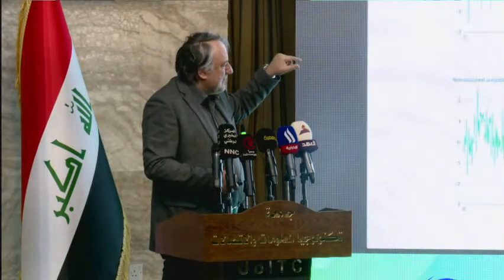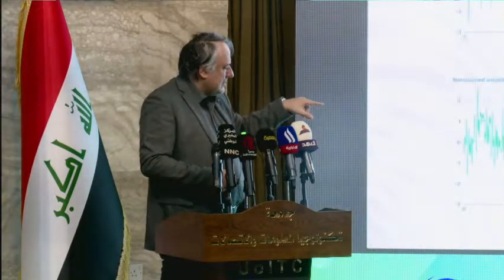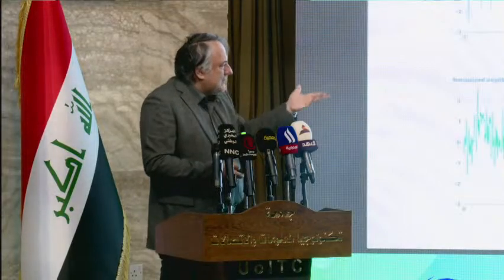EEG of depression: you can see in the above figures the EEG signals belonging to normal patients, and the figures below show the signals for depressed persons. You cannot see any big difference between the patterns of these two signals.